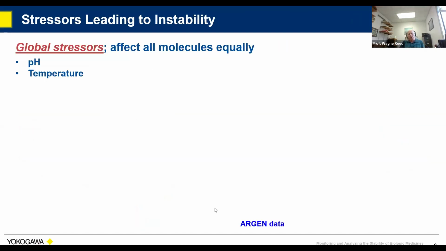So what can lead to instability? So we move away from equilibrium and into the non-equilibrium processes. Lots of things can stress a biologic and make them unstable. There are things that affect all of the molecules in the formulation. We call those global stressors, since they affect all molecules equally, like the pH and the temperature.